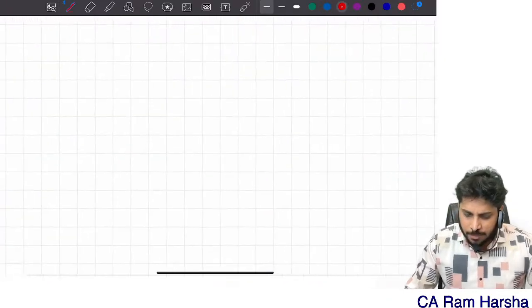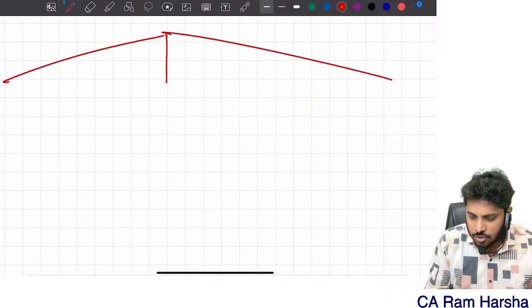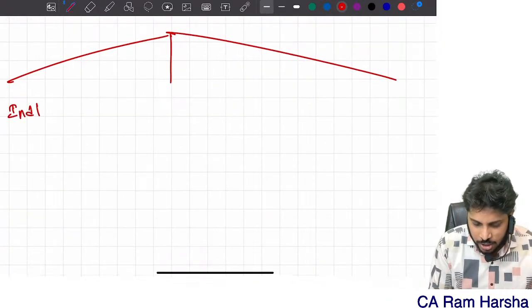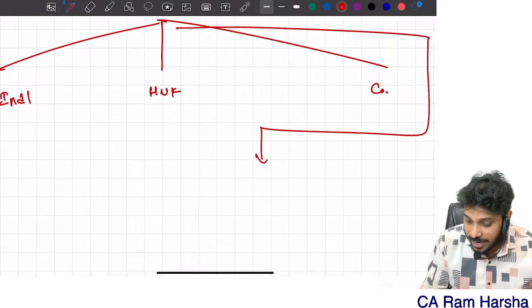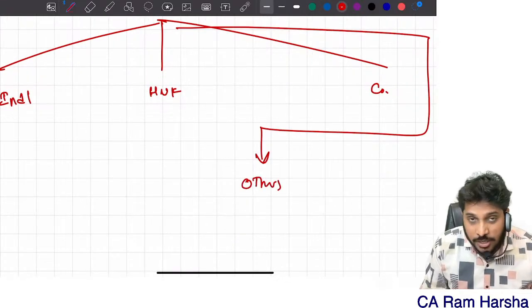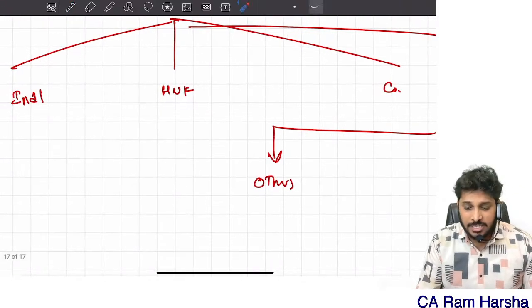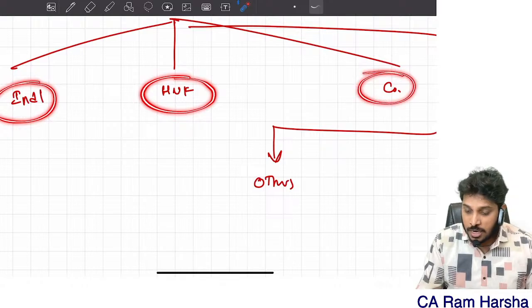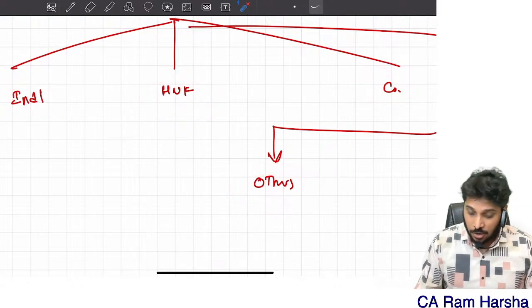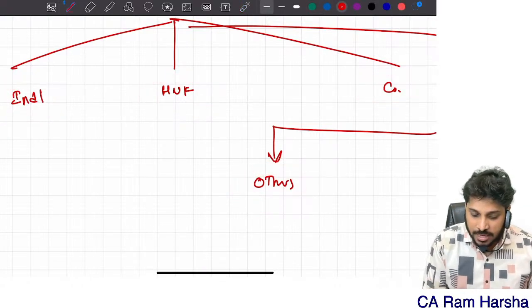Residential status we should determine for broadly 3 categories. What are they? Individuals, HUF, company, and a fourth category also. Sorry, it's not 3, it's 4 categories. I will divide the residential status determination into 4 categories: individuals, HUFs, companies, others. Now, others means what? Other than these 3.